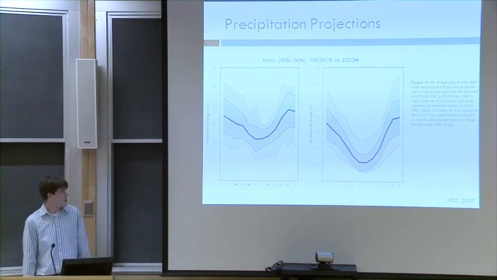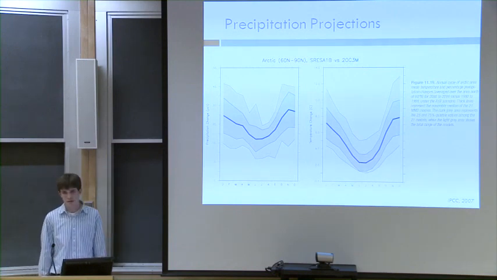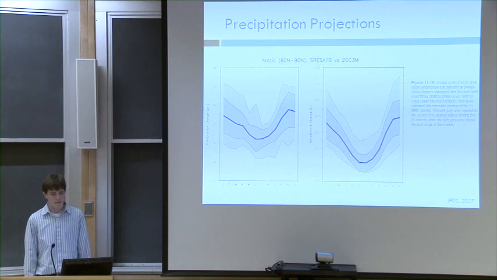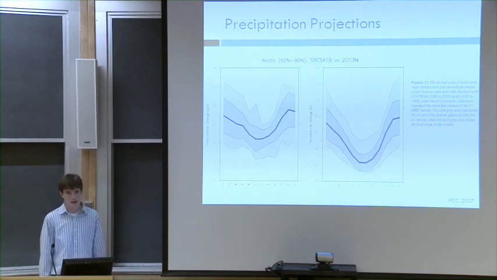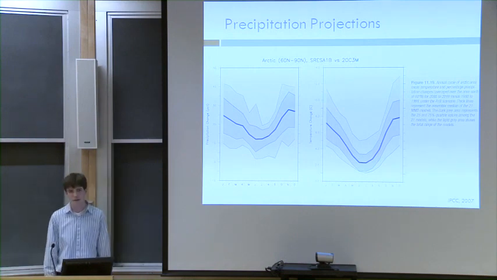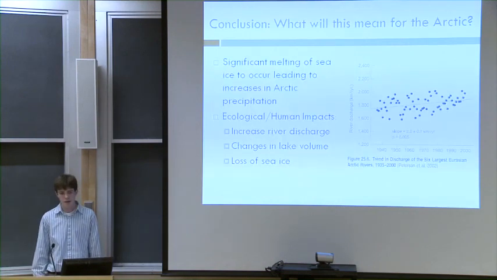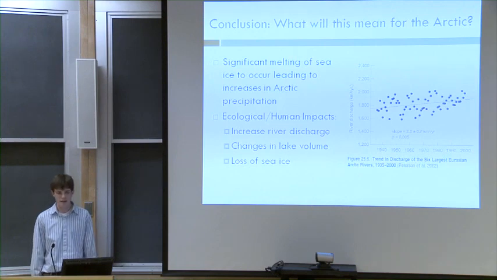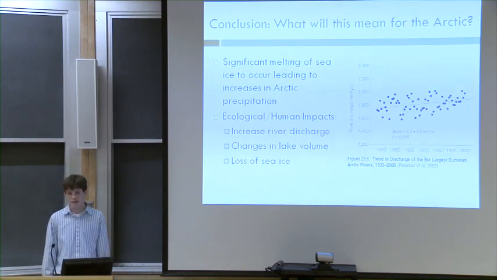Going along with this, you can see that precipitation follows pretty directly with the temperature correlations. Thus, the most precipitation change will be seen in the winter, but there will also be sizable changes throughout the entire year, anywhere from 15 to 30% on average, and some models are showing much greater, up to 40% or more. So in conclusion, we can see that there is going to be a significant melting of sea ice, which will thus increase the precipitation within the Arctic region.